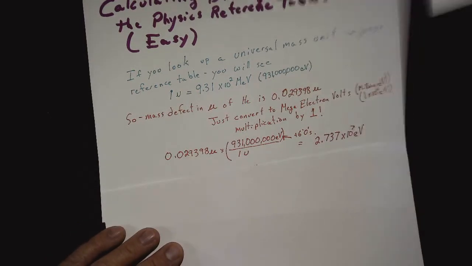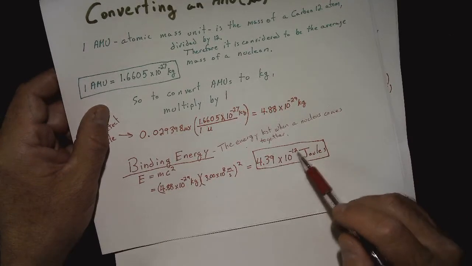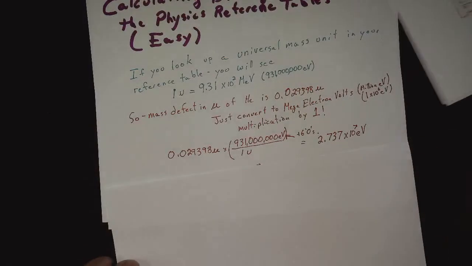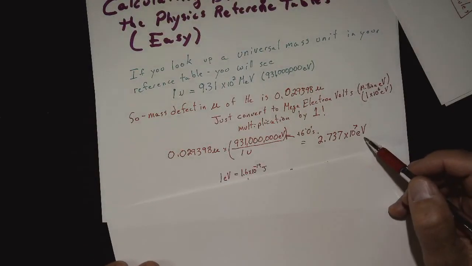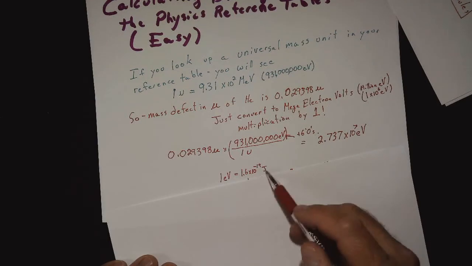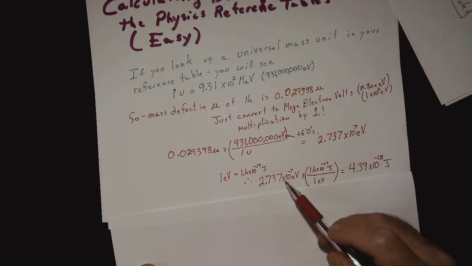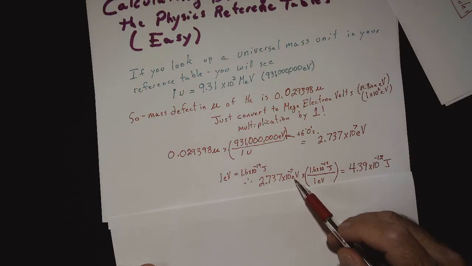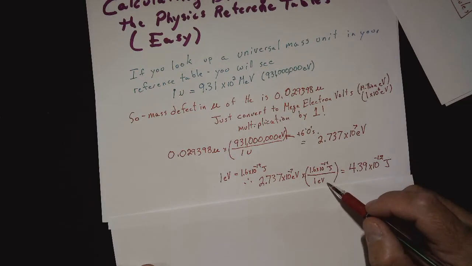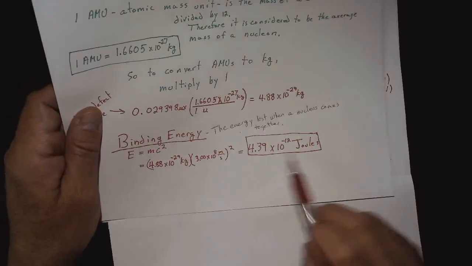But the answer we got before, we got in joules. We got 4.39 times 10 to the minus 12th joules. So why don't we convert electron volts to joules and see how that works? Remember, 1 electron volt is the same as 1.6 times 10 to the minus 19th joules. So let's do the problem. 2.737 times 10 to the 7th electron volts. Convert it to joules. Remember, multiplication by 1. And we get 4.39 times 10 to the minus 12th joules, compared to 4.39 times 10 to the minus 12th joules.